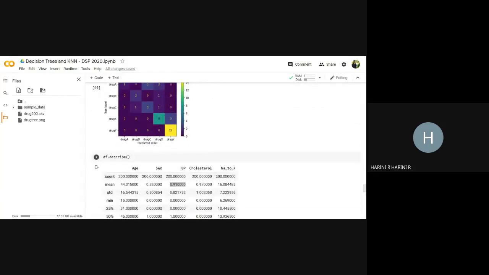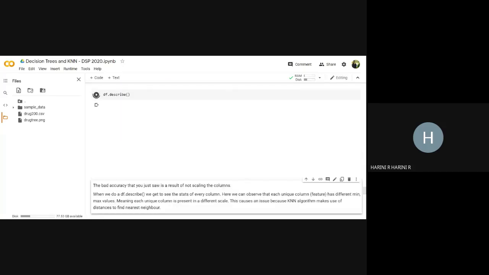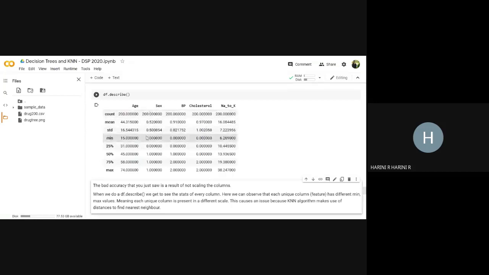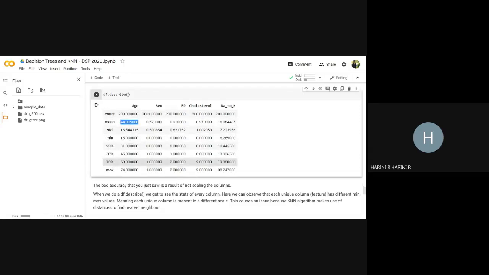let me use this very useful function, dot describe, which is going to give us the mean, median for each column. As you can see here, the age column has a mean of about 44 and a max of about 74. However, if you take some other column, like the cholesterol column, you have the mean to be 0.97 and the max to be 2.